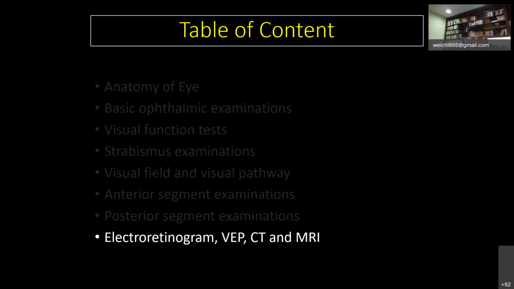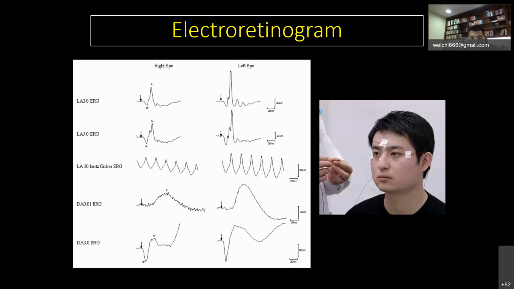And finally, we would cover the ERG, VEP, CT, and MRI. Sometimes you cannot see any abnormality in the patient, and you want to check whether the whole visual pathway is normal. Then you could use either ERG or VEP. The ERG, electroretinogram, is used to measure retina function. It's like an EKG.